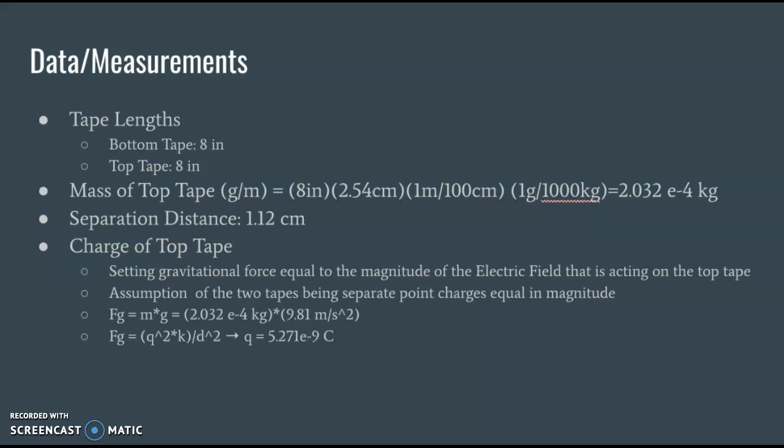And then the charge of the top tape was found by setting the gravitational force equal to the magnitude of the electric force that's acting on the top tape. And a key assumption is that the two tapes were treated as separate point charges that were equal in magnitude. And so below is the equation, and Q is found to be 5.271 times 10 to the negative 9 coulombs.